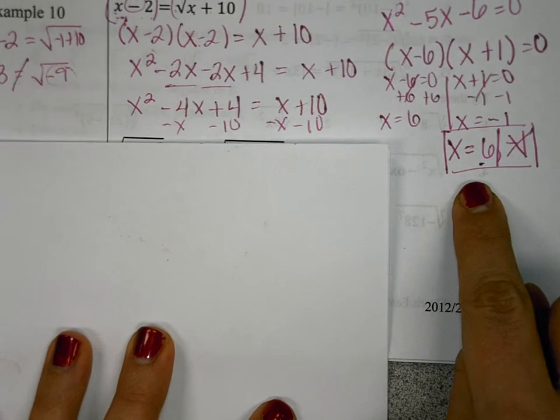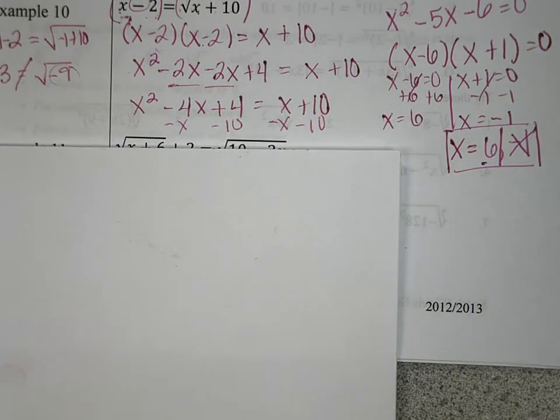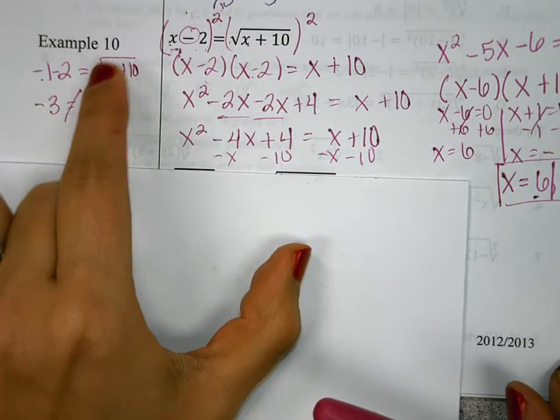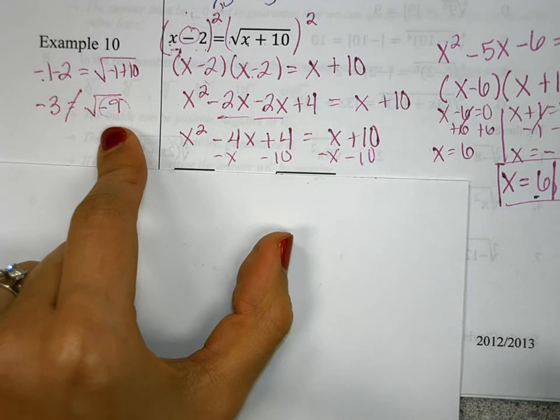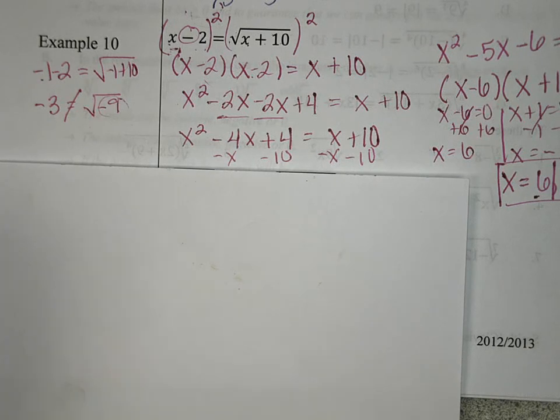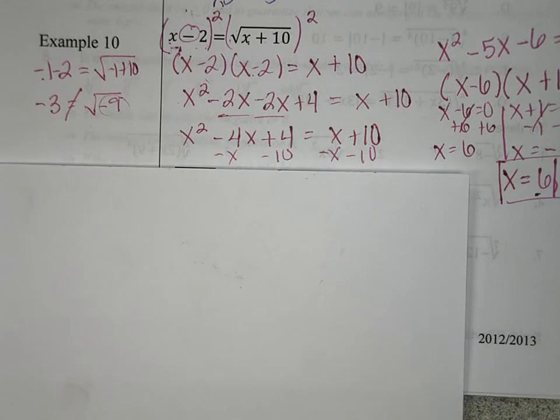So it's very important for you on these problems to plug your answer back in and double check, because I guarantee on the test there will be at least one where one of your answers will not work. So you need to double check your answers to make sure that both of them make sense. In this case, if we plugged in 6, it worked. But if we plugged in negative 1, we did not get a true statement. So we have to eliminate negative 1 as an answer choice. And that is solving when we have square roots and radicals.